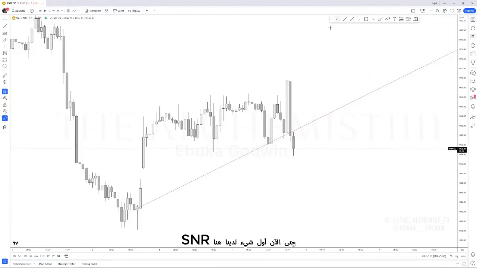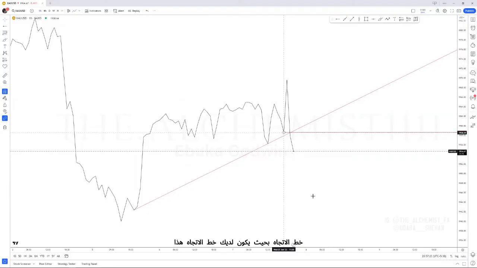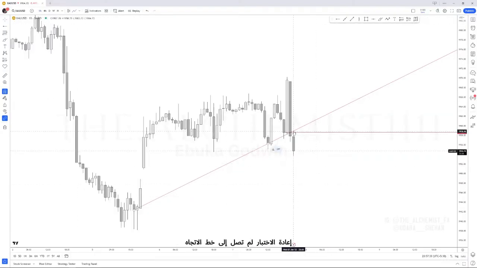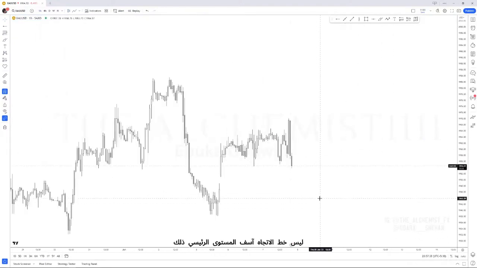SNR. So the first thing we have here is this. What is this? This is once again SNR. Support broken turns into resistance. Then you draw a trend line, so you have this trend line being broken as well, and you could expect a retest. It didn't reach the trend line, missed it by a few pips, but that's okay. There comes the drop. So I told you the main thing will be the key level, sorry, not the trend line. That will be the main thing.